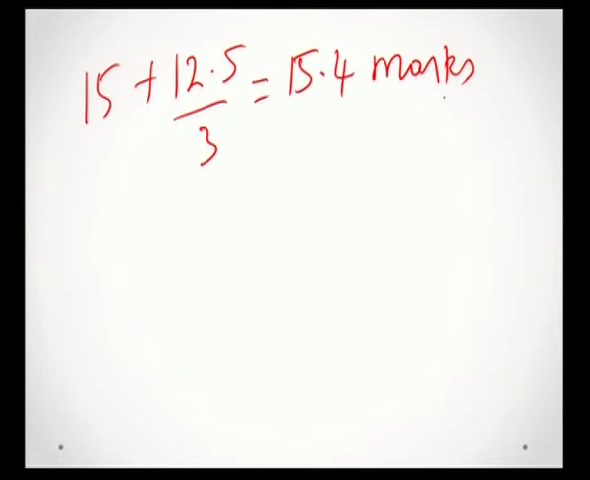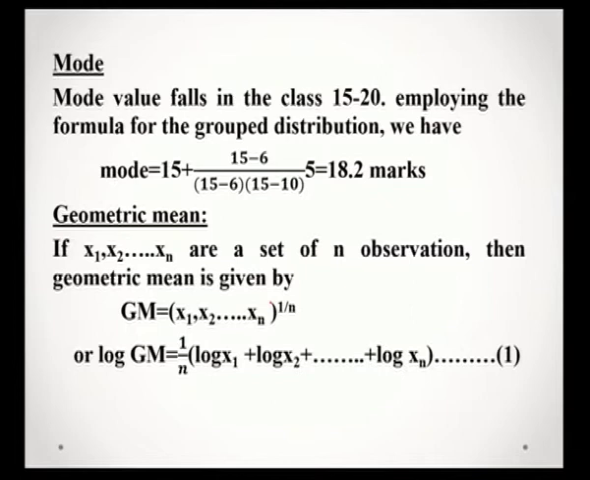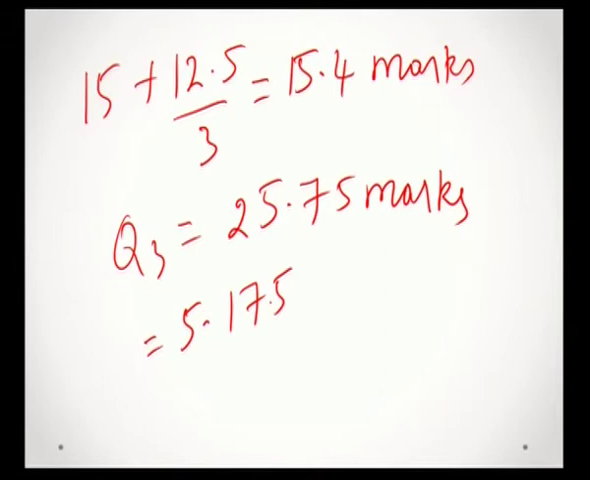Like that, the upper quartile Q3 is equal to 25.75 marks. This is the upper quartile. Then the semi-interquartile range will be equal to 5.175. This semi-interquartile range is obtained by taking half the difference of the upper quartile and lower quartile. Then the mode of the data is obtained as 18.2 marks. So these are all the values for the data given here.